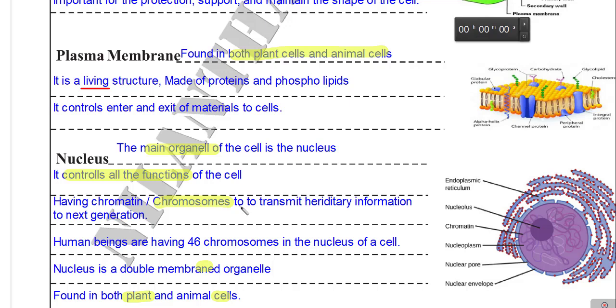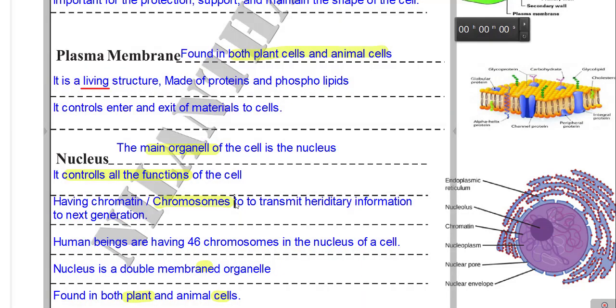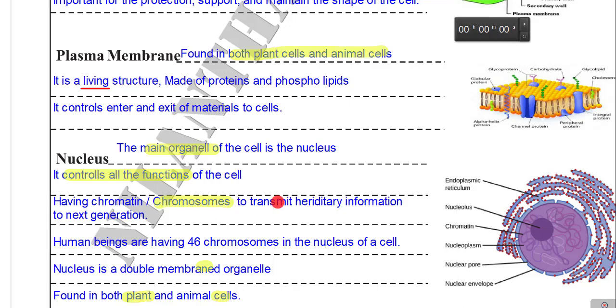The chromosomes, having chromatin, are there to transmit hereditary information. That means the information of the parents is passed to the next generation. The characters they are passing are in the chromosome or the chromatin. Another name: normally we look at the chromosome in our syllabus. Another name for the chromatin.